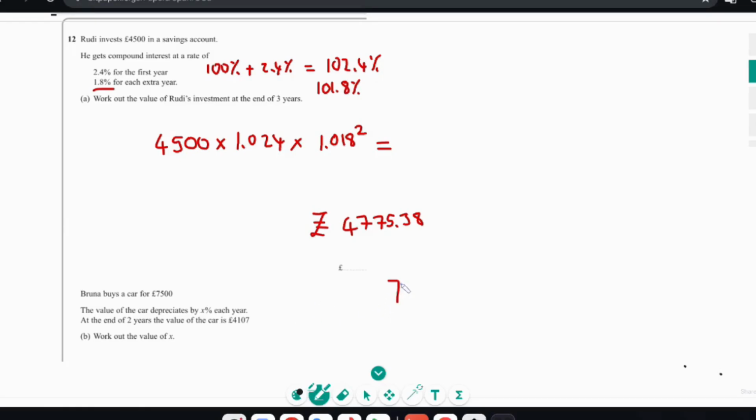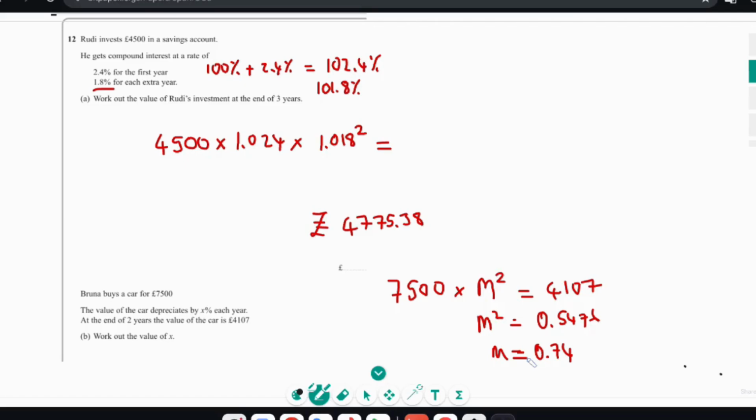Una buys a car for 7,500. The value of the car depreciates by X% each year. I'm just going to put times multiplier to the power of the number of years, which is 2. And the value at the end is 4,107. So I want to make M the subject here. I'm going to divide both sides by 7,500. I get 0.5476. Square root both sides. And I get 0.74. That's my multiplier, 0.74.